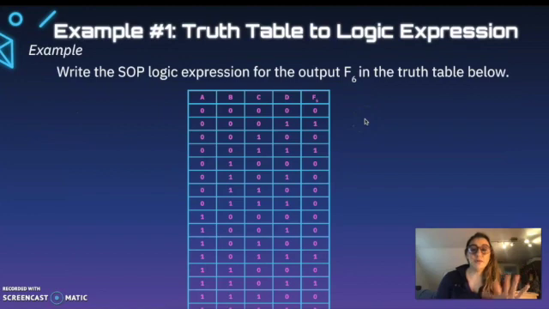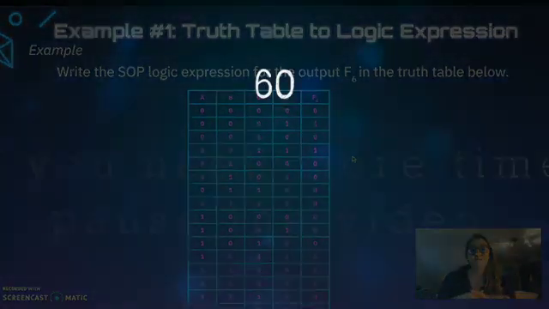So let's take a moment and look at an example. Right now we have a truth table and you need to write the logic expression for F6. Again, you're going to start by looking at the outputs, and any row that has a 1 is where you have to write a min term. Then you have to combine those min terms into the SOP expression. So take some time to work on that, and then we'll go over the answer.